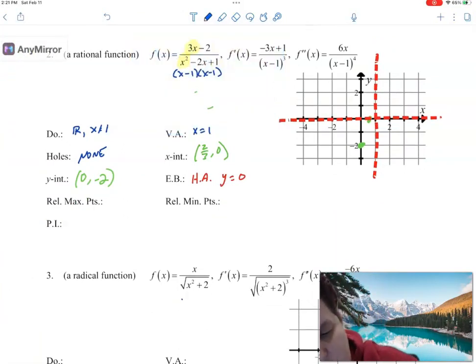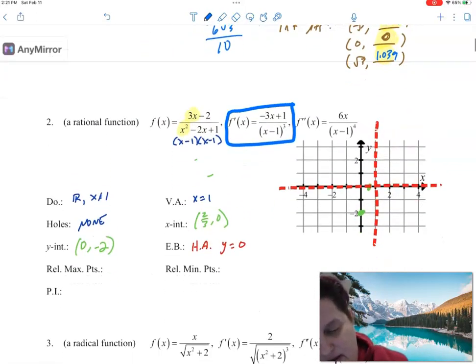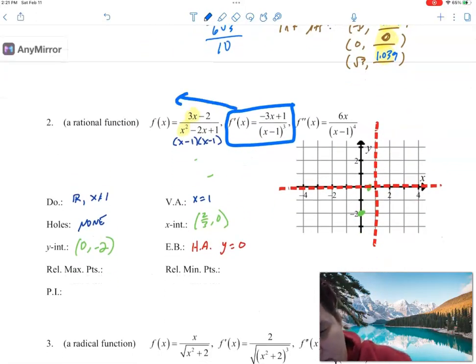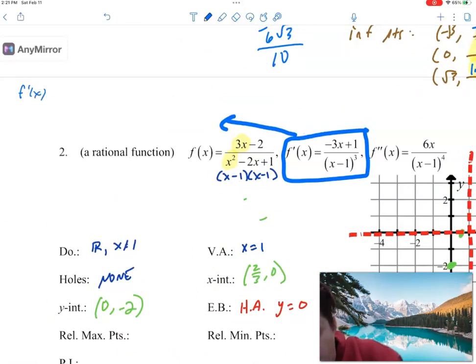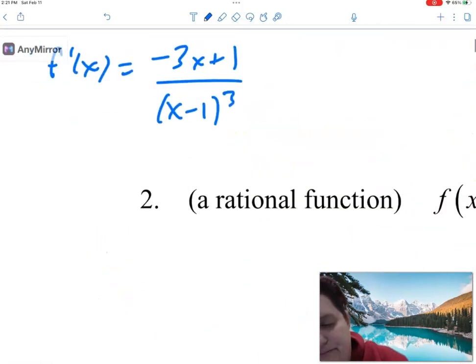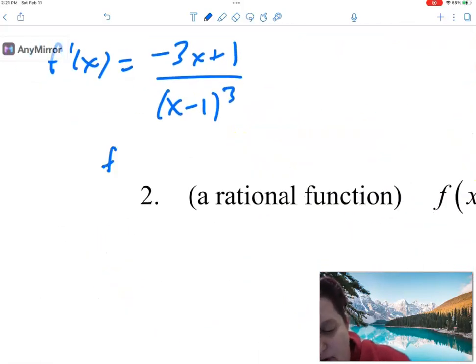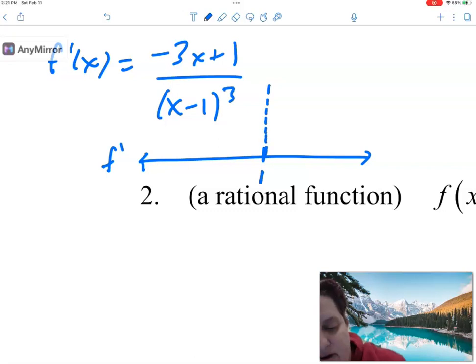They were so kind as to give me this first derivative here. I'm going to go work right over here. So the first derivative is -3x plus 1 over x minus 1 to the third. When I go to draw my sign line graph, the first thing you have to do is take out your domain along that sign line graph. And I know there's an asymptote there, so I'm going to make it look like that.